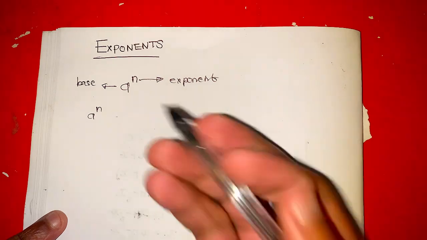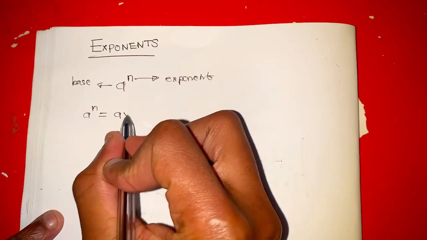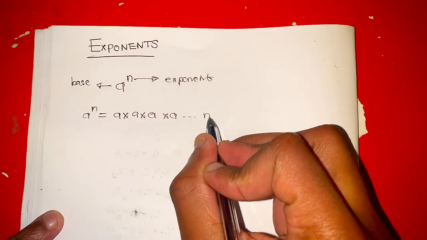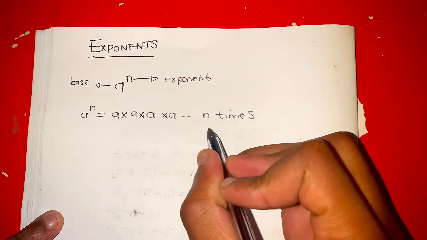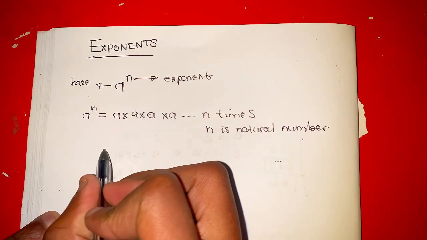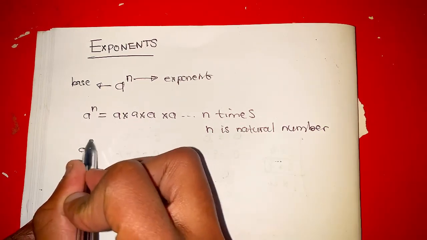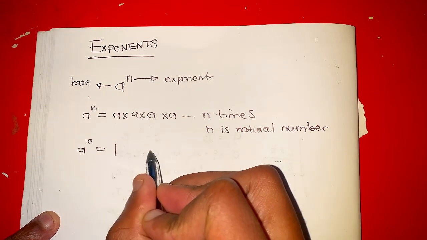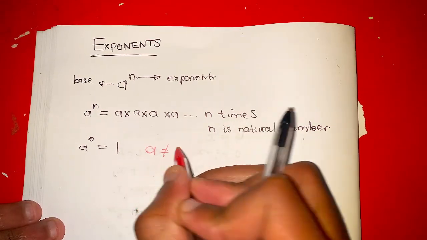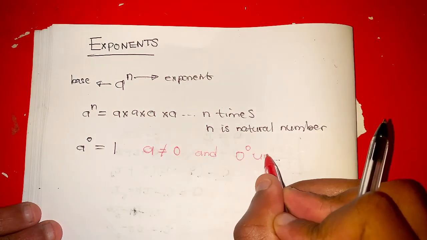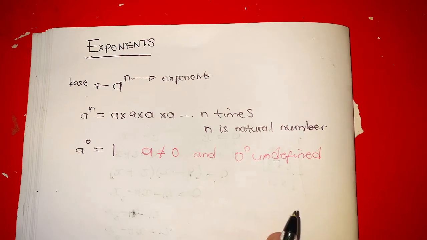A to the power of n is equal to a multiplied by a multiplied by a, and this will repeat n times, as long as n is a natural number. So if you have a to the power of 0, then this answer is simply 1. Note that a is not equal to 0, and 0 to the power of 0 is undefined. This is a law that you have to know.